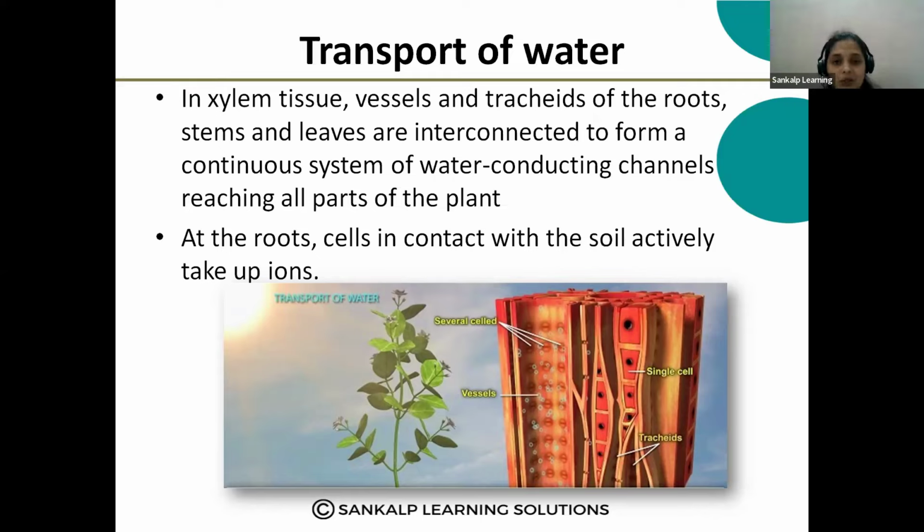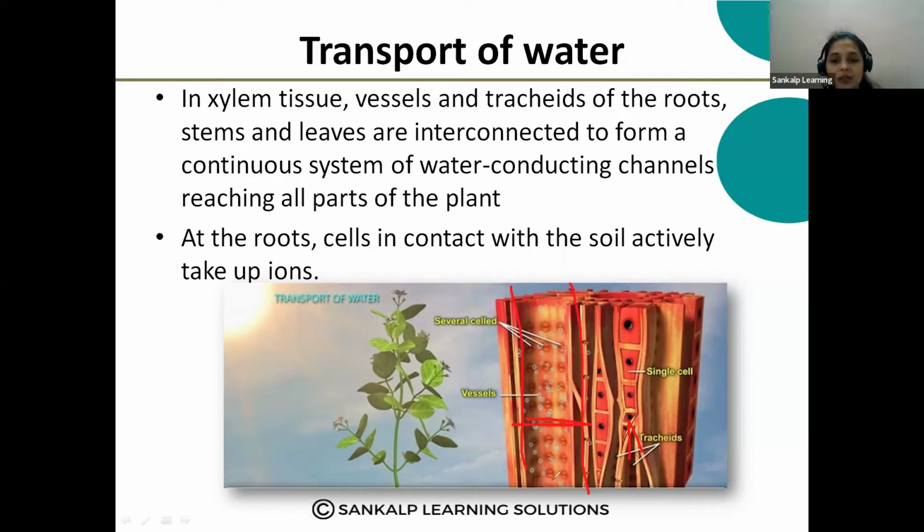So xylem tissue, tissues means that contain different cells. Xylem tissue contains the vessels and tracheids. Here in this picture you can observe the xylem vessels and the xylem tracheids. These xylem vessels and tracheids together form the xylem tissue. Here you can observe the tube-like structure, right? This is nothing but xylem, totally called xylem tissue.